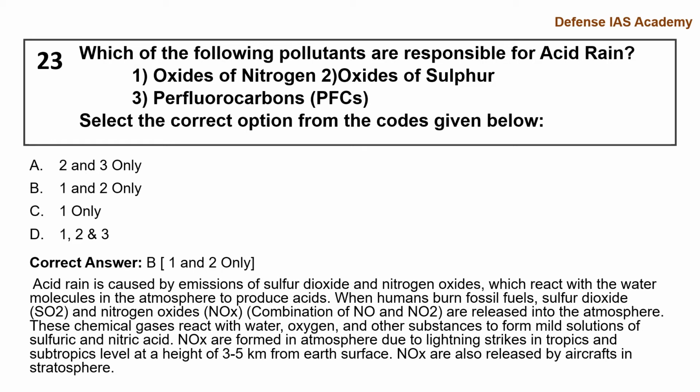NOx are formed in the atmosphere due to lightning strikes in tropics and subtropics at a height of 3 to 5 km from Earth's surface. NOx are also released by aircrafts in the stratosphere.